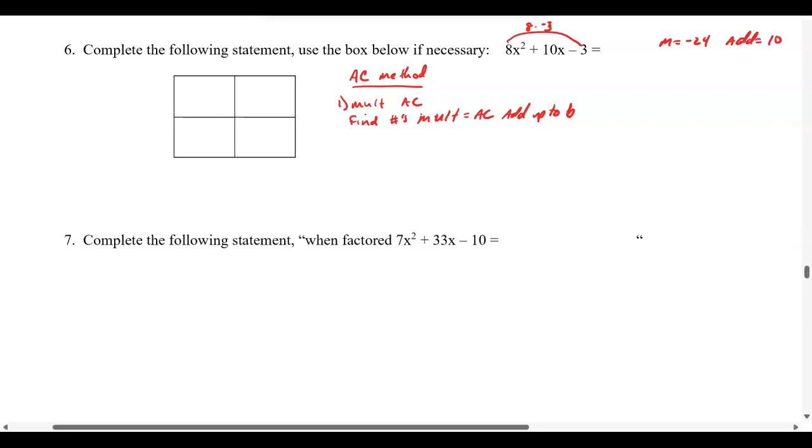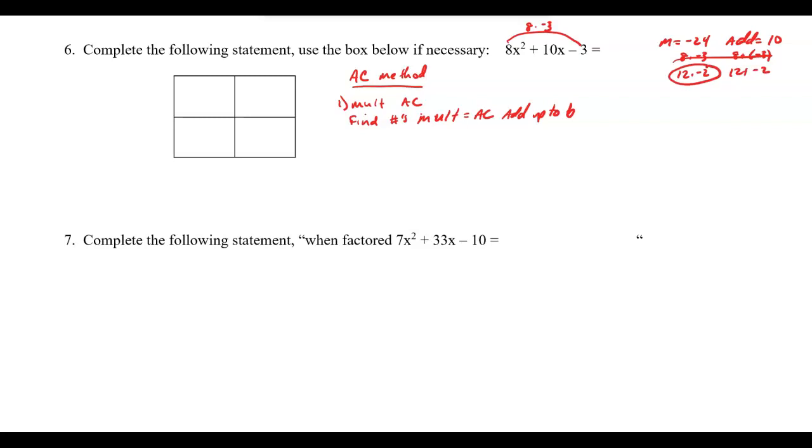So in this case, I look at it and I say, okay, if I did 8 times negative 3, that'd be negative 24, but 8 plus negative 3 is not going to give me 10. They don't work. So I'm going to start with 12 and negative 2. Is 12 plus negative 2 going to give me 10? Yes. These are my factors.